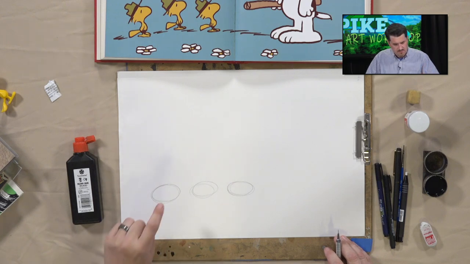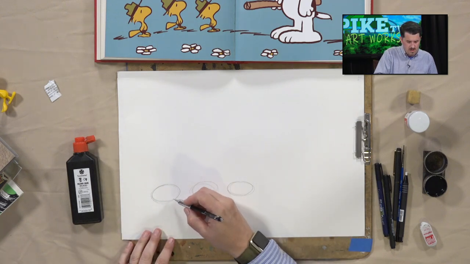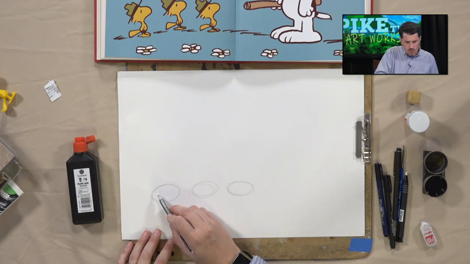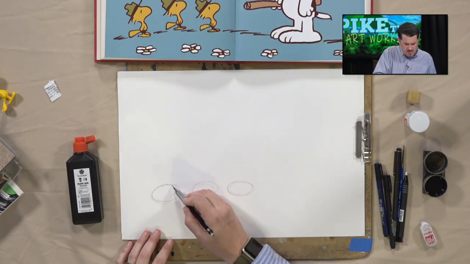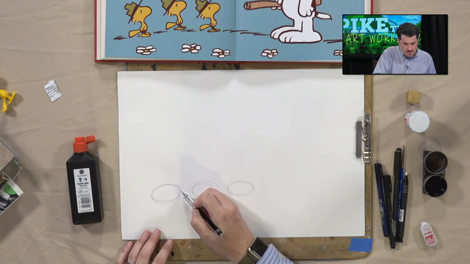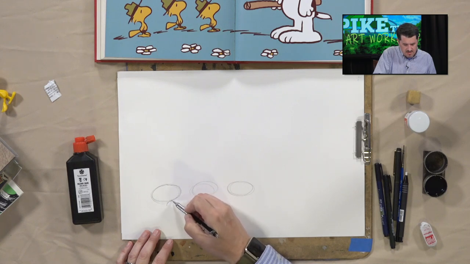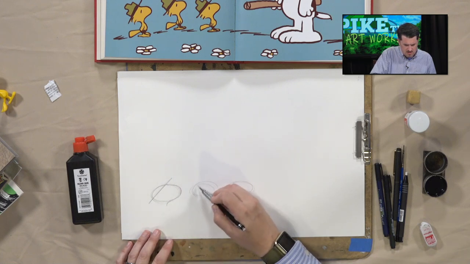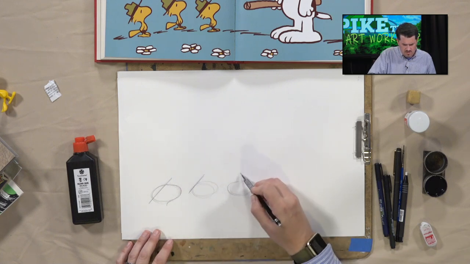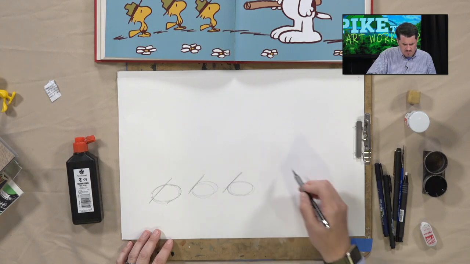Now we're going to be focusing on the first oval here. Woodstock, of course, this oval represents the heads of each one of these characters. So when I go in now, I'm going to be pushing down a little harder this time. And I'm going to be drawing in some detail around my oval. He has a hat on, so you can draw a straight line towards the back of the oval, just like that on each one of them, okay?